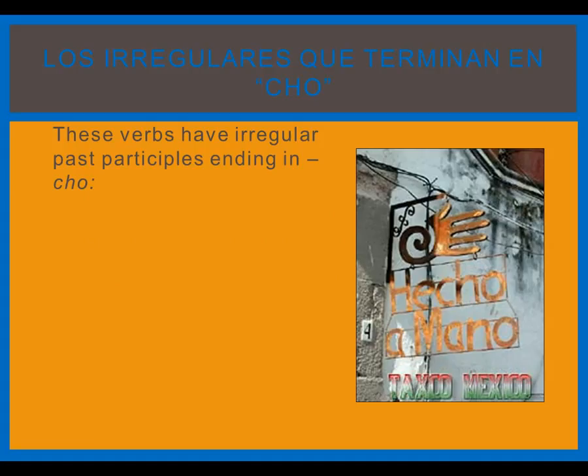And the last group of irregulars end in CHO, and there's only two that you need to worry about. Decir is dicho, and hacer becomes hecho. So again, these aren't decido and hacido, it's dicho and hecho.